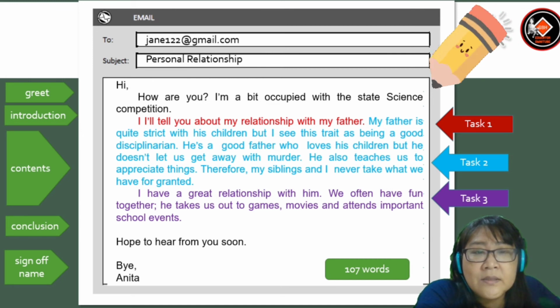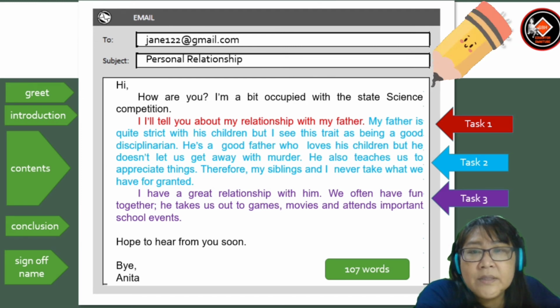And for task 2, you have to write about the person's personalities, traits, or characteristics. So here, let's look at the answers. My father is quite strict with his children, but I see this trait as being a good disciplinarian. He's a good father who loves his children, but he doesn't let us get away with murder. He also teaches us to appreciate things. Therefore, my siblings and I never take what we have for granted.